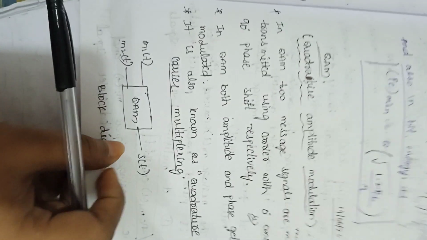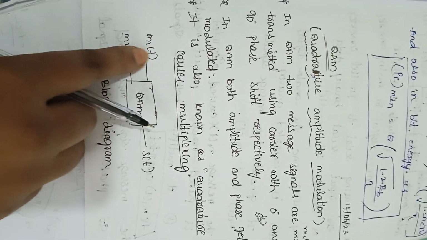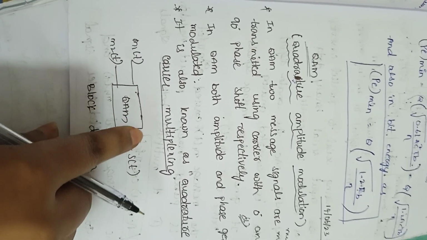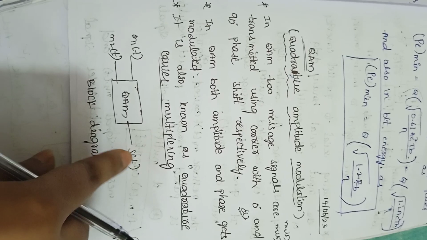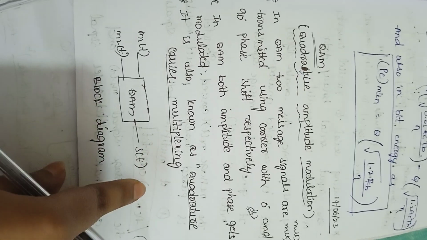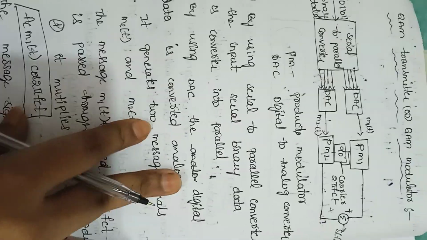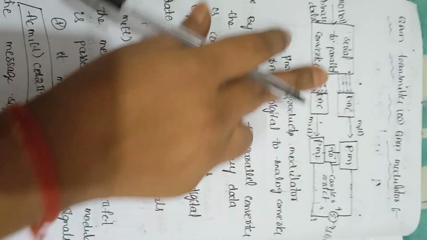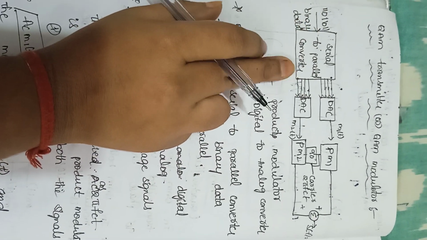This is the block diagram of the QAM. Here we are using two message signals. Then the two message signals are passed through the QAM modulator. Then we get the S of t, the standard signal. Now we have to go through the QAM transmitter, that is also known as the modulator. Here we are using a serial to parallel converter.